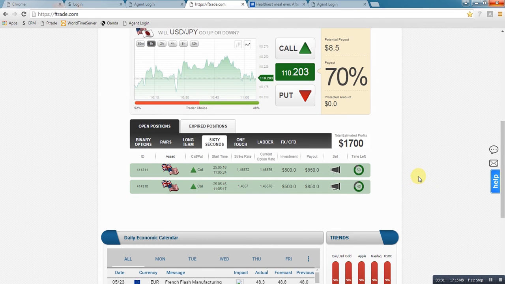Here you can see the ID numbers on the left hand side. So if I ever want to talk about a particular transaction, the assets, you can see which direction I took them, the start time, the strike rate is what I took it at. The current option rate, which is what it's at, the investment amount, and the payout obviously will show when it's paid out. Obviously red signifying that it's not in the money at the moment, but now it is. As you can see, it changed to green.